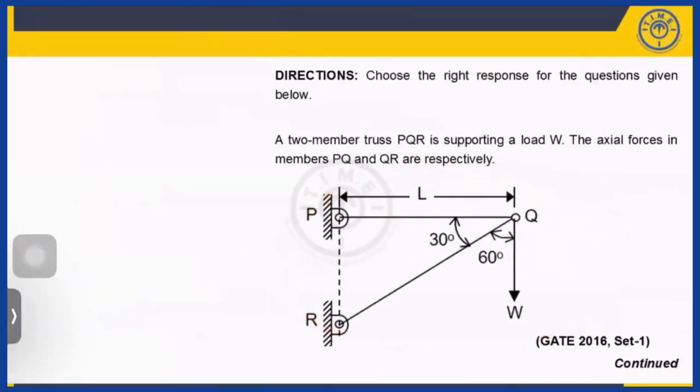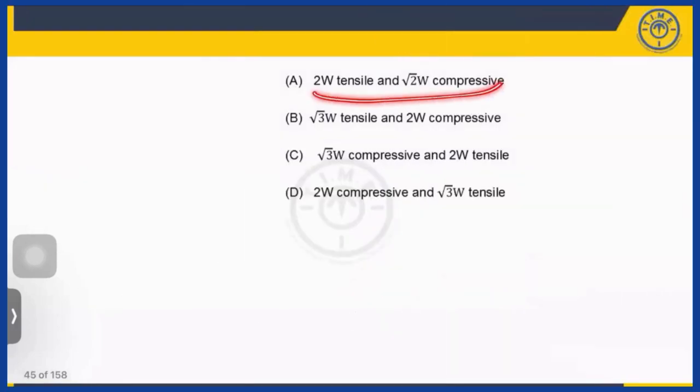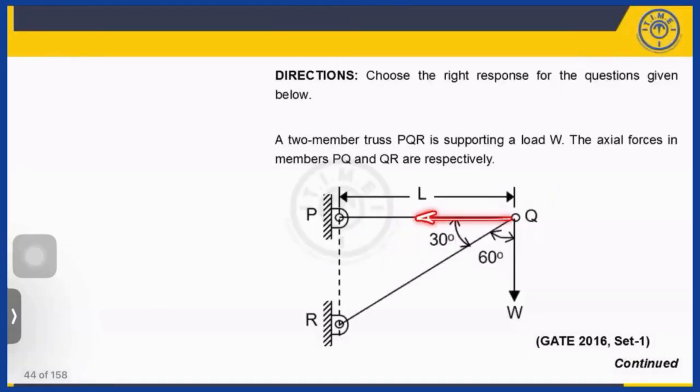This problem was asked in the GATE 2016. How will you solve it? A two-member truss PQR is there, which is supporting a load W. The axial force in member PQ and PR you have to calculate. Okay, so the angle is also given. So how will you calculate the forces in member PQ and PR? Very simple. Just consider this joint. One force is known to you, which is W, and the options are given in terms of W only. That means you have to calculate the force in member PQ and the force in member QR.